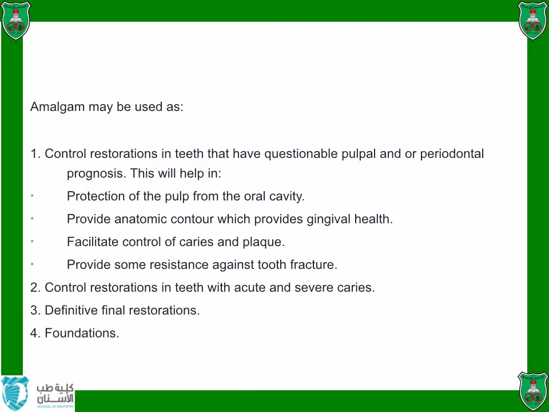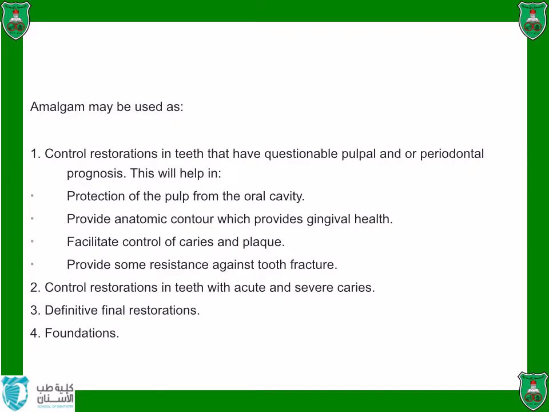Now, the amalgam can be used for different purposes in treating grossly carious teeth. You can use it as a control restoration in teeth that have questionable pulpal or periodontal prognosis. For example, if you have one tooth that is vital, has irreversible pulpitis symptoms, let's say a lower molar tooth, and it has a grossly carious lesion. What we will do is removal of the caries, and then we will restore it with amalgam.